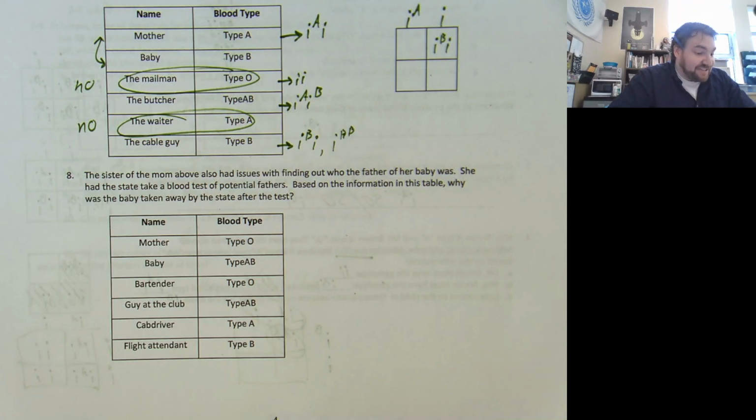And to make it interesting, the sister of the above mother also, for some reason, made some life choices and is having issues finding out who the father of her baby is. She had the state take a blood test of potential fathers. Based on the information in this table, why was the baby taken away by the state after the test?